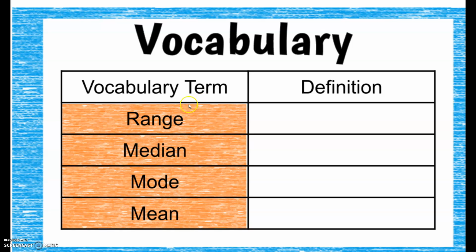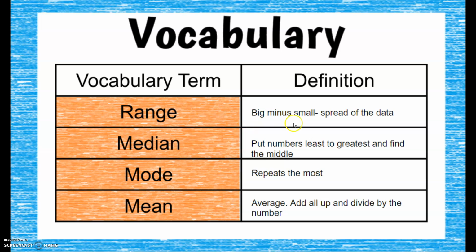All right, welcome back. So the range, we have range, which is big minus small, or the spread of data. Basically, you're taking the maximum number and you're subtracting the minimum number. We call that the spread because you see how wide your sets of numbers are spread.